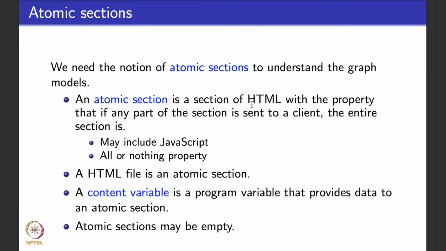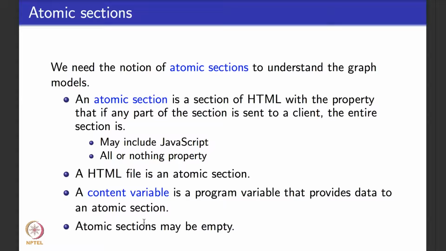An atomic section is a section of the HTML file with the property that if any part of that section of the HTML file is sent to the client, the entire section is. Atomic sections might themselves include scripts written in JavaScript. It could be empty. Atomic sections basically satisfy all or nothing. If the thing is printed, it's printed in its entirety or nothing is printed. One full HTML file could be printed as an atomic section. Atomic sections could be empty.